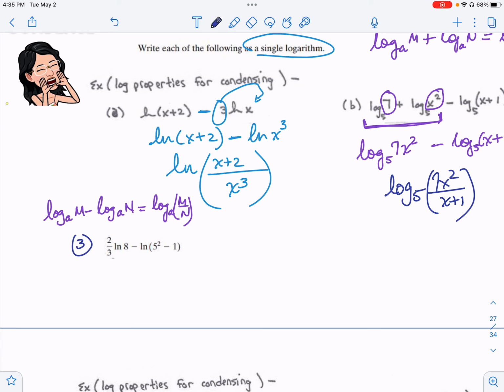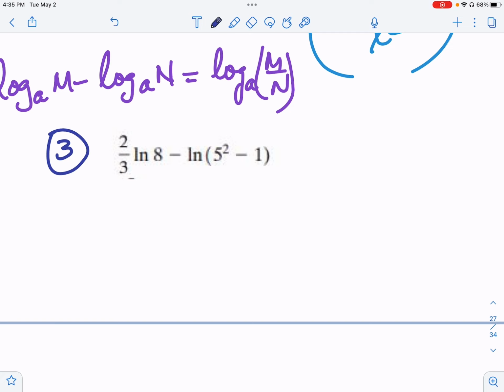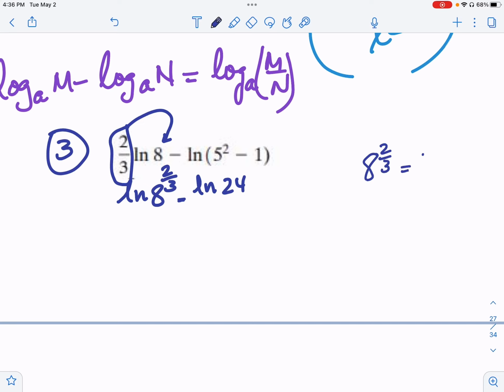Actually, I have a third example here. This is a very good example as well. Condensing. First of all, this is under the log sign. So the natural log of 5 squared minus 1, it's numbers, so it's best to just combine them. 5 squared minus 1 is 24. This can go and be the power of 8. So 8 raised to the power of 2/3. So far, this is where we're at. Minus natural log of 24. Now, 8 to the power of 2/3 is 4.